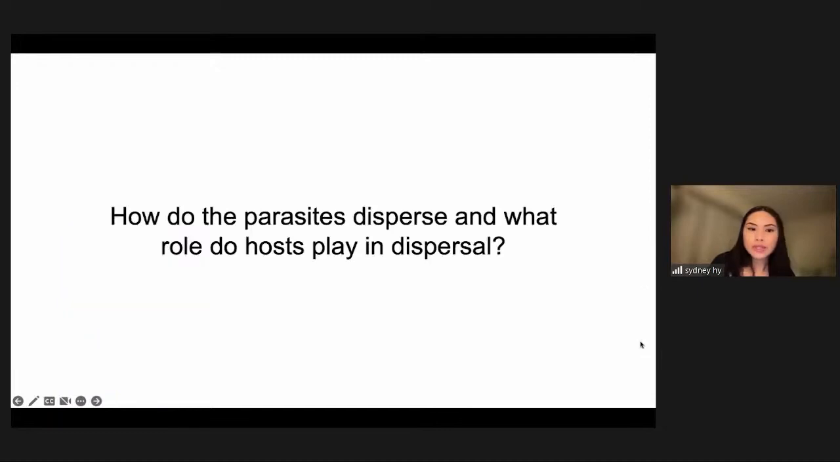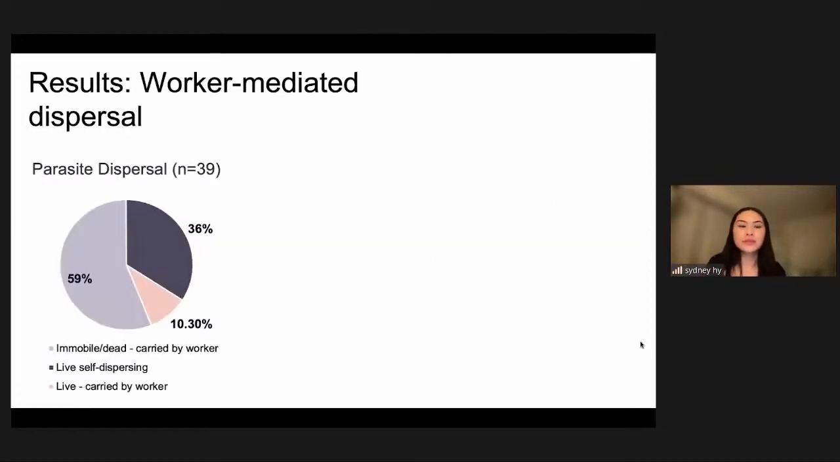So the second question was, how do parasites disperse, and what role do hosts play in dispersal? And this is important because going back to the typical ant colony and how they function, we know that regular male and female sexuals will fly in their mating flights. So one result was worker-mediated dispersal.